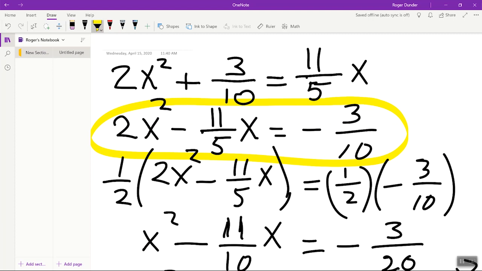As a quadratic function, okay? So 2x squared minus 11 over 5x plus 3 over 10 equals f of x. And then, of course, we're going to look for f of x equal to 0. So when is it equal to 0? Okay. So that's the problem. That's what we're going to be doing.